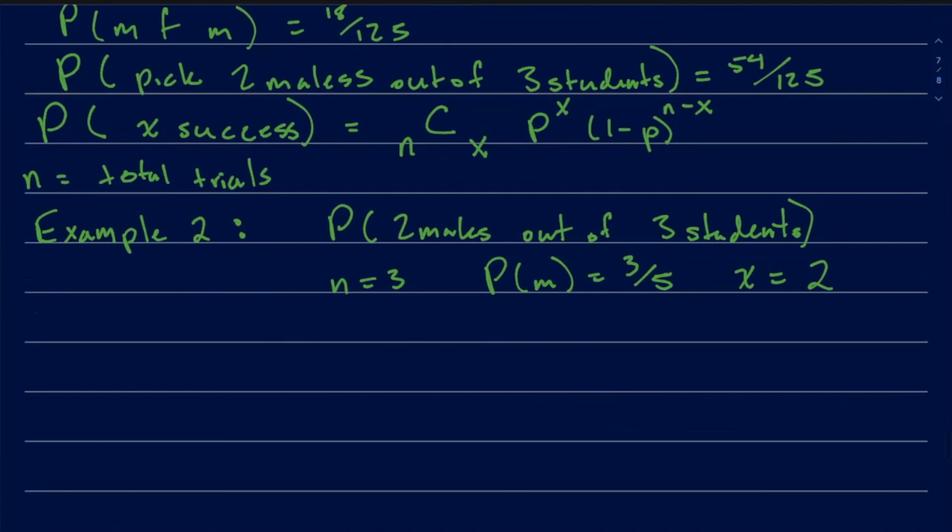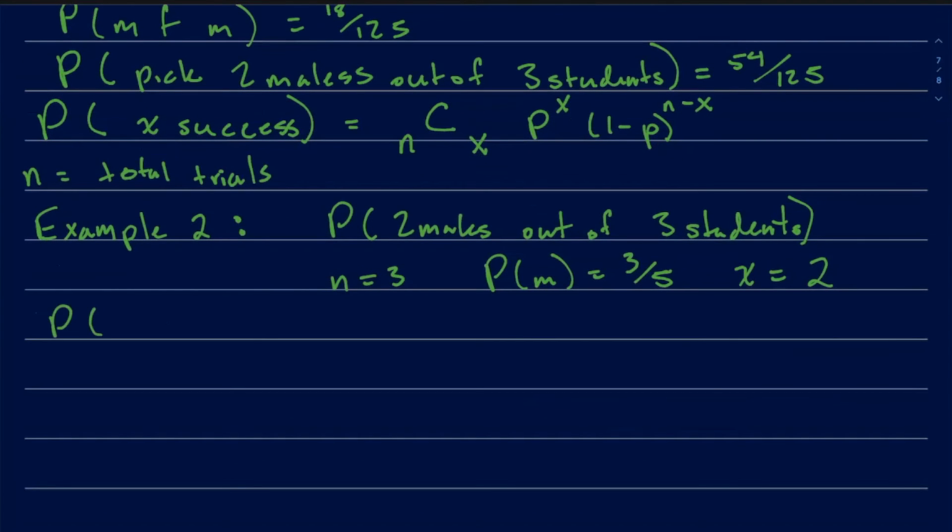So now we're going to plug it into our formula. So the probability that you pick 2 males out of 3 students is going to be the combination of 3 choose 2, I'm just filling in the blanks, times P, the probability of my success, 3/5 to the 2, times 1 minus P would be what in this case? In other words, if I pick a female, we found that was what? What's 1 minus 3/5?